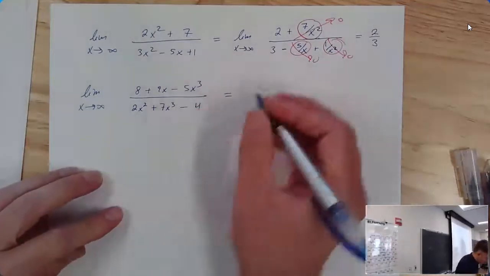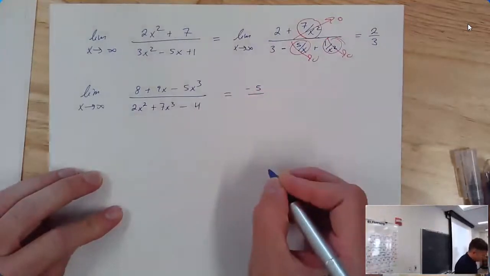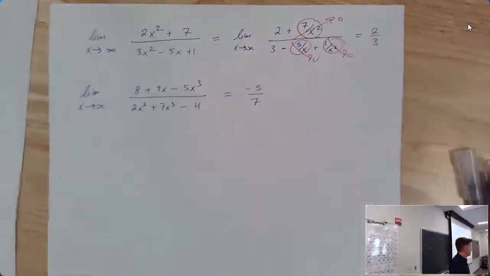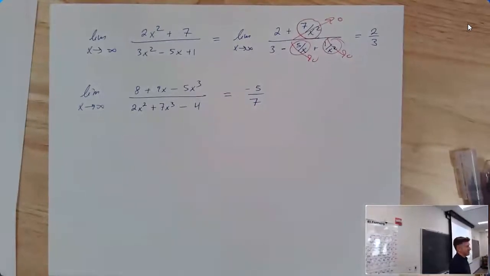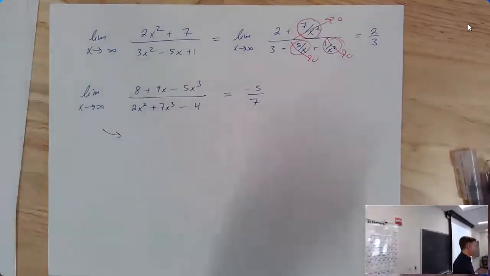So the leading coefficient on top would be -5. The leading coefficient on the bottom is +7. So that's what the limit of this would be. It doesn't matter what order they're written in. We just have to pay attention to the highest powers. You could also have done all the work, right? You could have rewritten them in the proper order.